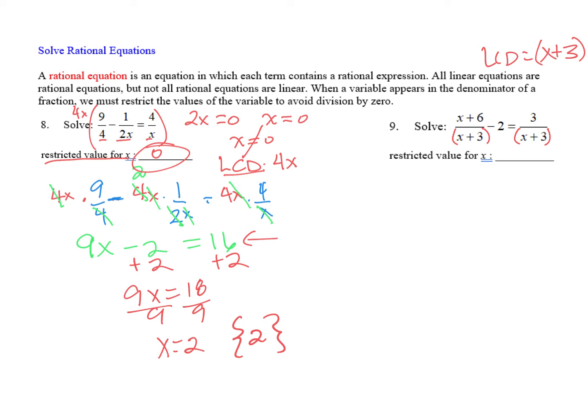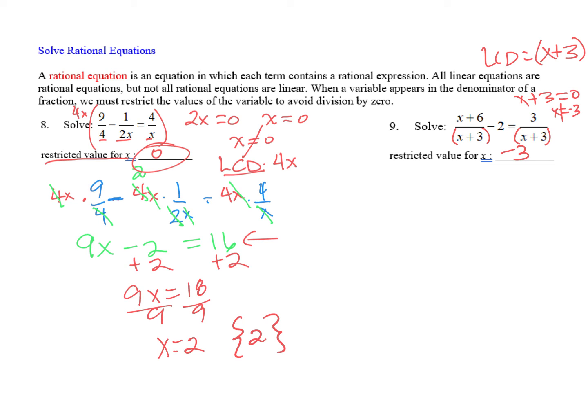But what is my restricted value? Well, my restricted value is what makes x plus 3 equal 0. What x makes x plus 3 equal 0? Well, that's negative 3. So x can't be negative 3, so that's my restricted value.